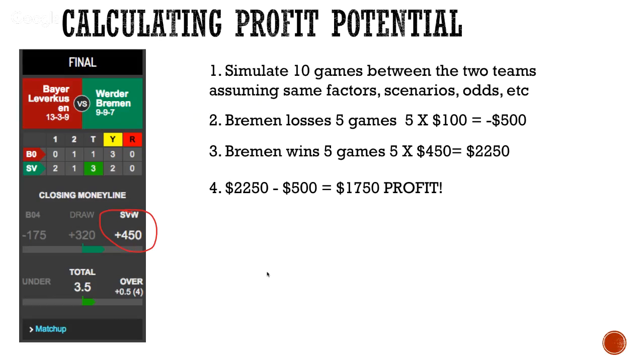So the point I'm making is you can statistically quantify profit potential and decide whether or not it's a good play. In fact, if you really think about it, they would only have to win at a percentage of 20% to make this profitable. Let's see, if Bremen loses 8 out of 10, that'd be in the hole 800. And if they won twice, that'd be 900. So they'd only have to win at 20% to basically break even.